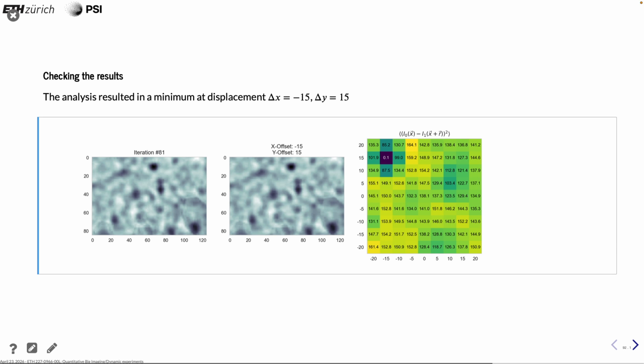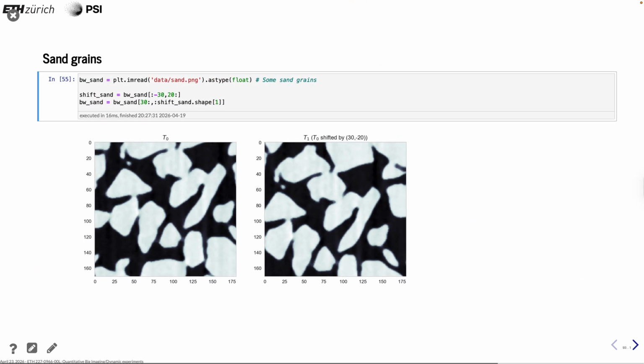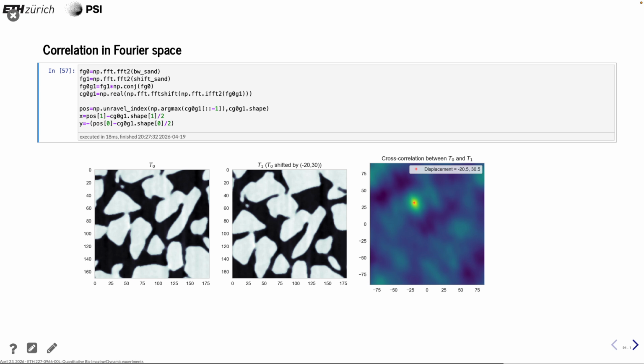For our first example, we have this displacement of minus 15 and 15, and the correlation gives us a displacement position which actually matches the real thing. We can also try the same thing with the sand grains. This time I did the correlation in Fourier space, and we beautifully see the peak at minus 20 and plus 30. The half is more like a numeric effect that I didn't sort out. But in principle, we can fetch that displacement pretty well.